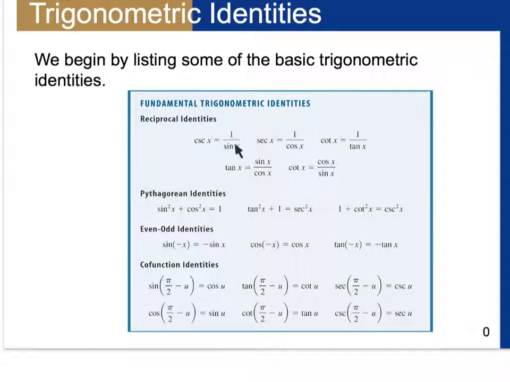Remember, cosecant is 1 over sine. Secant is 1 over cosine. Cotangent is 1 over tangent. Tangent is sine over cosine, and cotangent is cosine over sine. So we know those already.